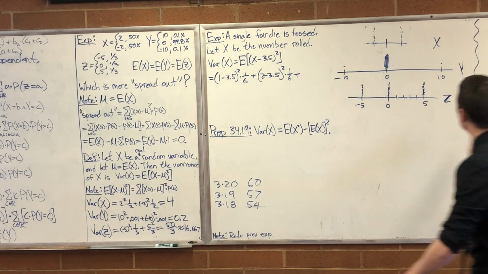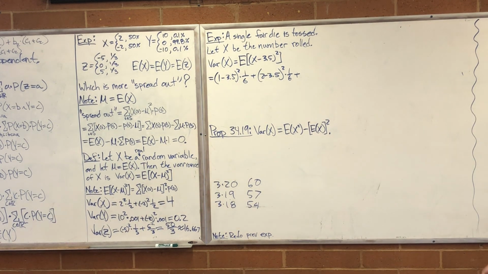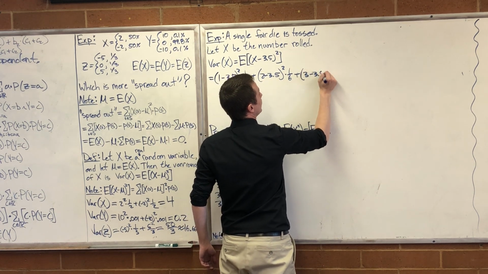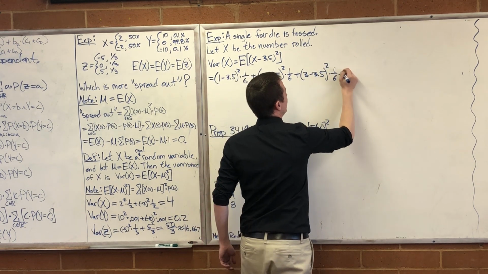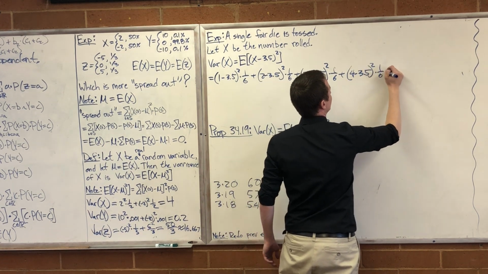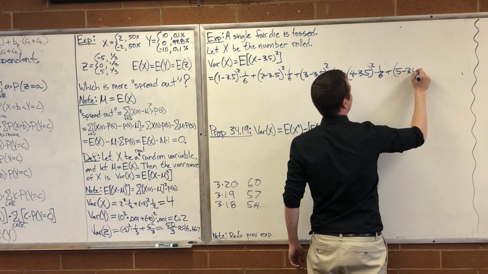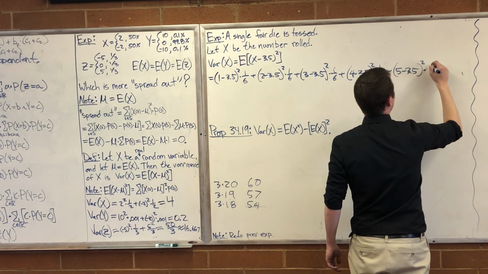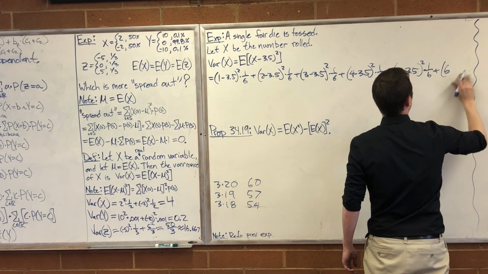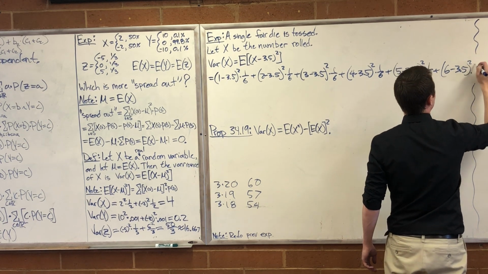get rid of this stuff to the right, plus 3 minus 3.5 squared times 1/6, plus 4 minus 3.5 squared times 1/6, plus 5 minus 3.5 squared times 1/6, plus 6 minus 3.5 squared times 1/6.